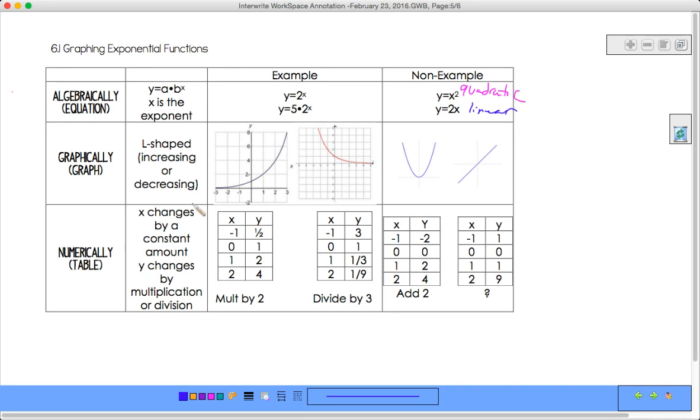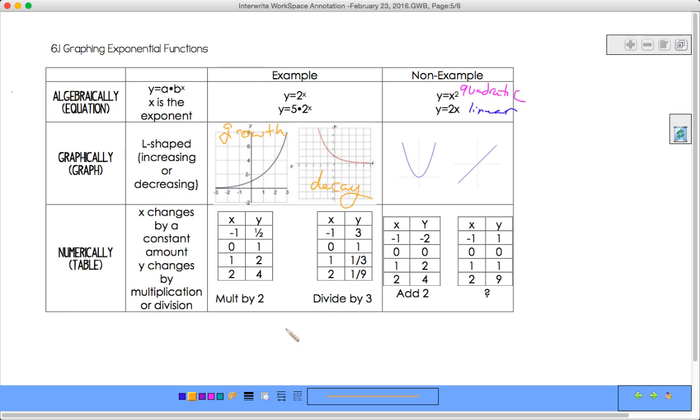Okay. And then we can tell from the graph also. So the graph is L-shaped, it's either increasing or decreasing. If it is increasing, meaning it's going up, we say it's growth. If it's decreasing or going down, we say it's decay.